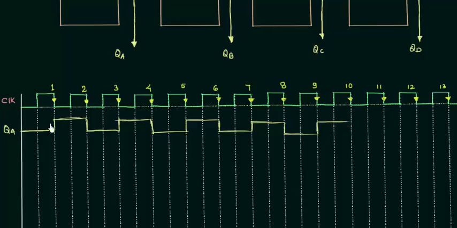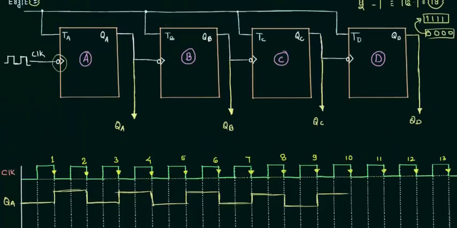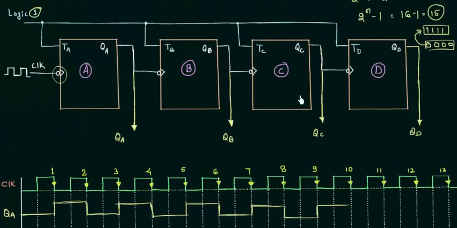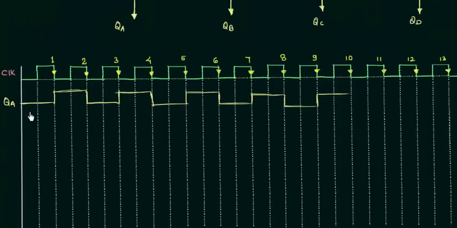Okay, and this QA is now given as the clock to the B flip-flop, and we are interested in calculating QB now. So I have QA as my clock, and I will consider all the falling edges, and QB is my output. Again TA is equal to 1, so we have toggling. It is low initially and it will remain low for the first falling edge. Again it will go high and remain high for the next falling edge, and the toggling will take place.